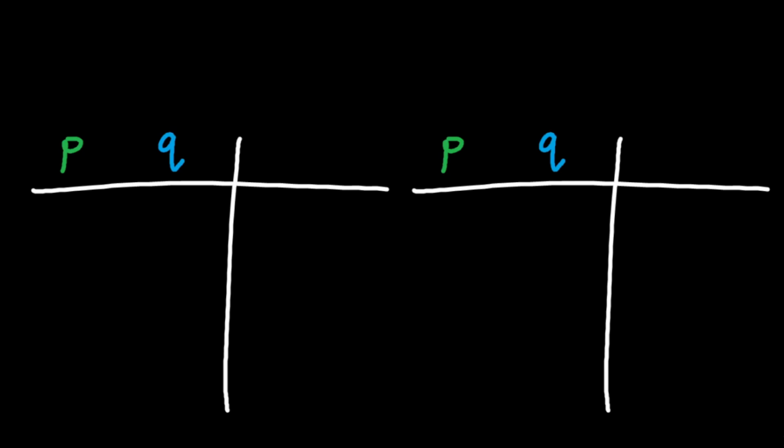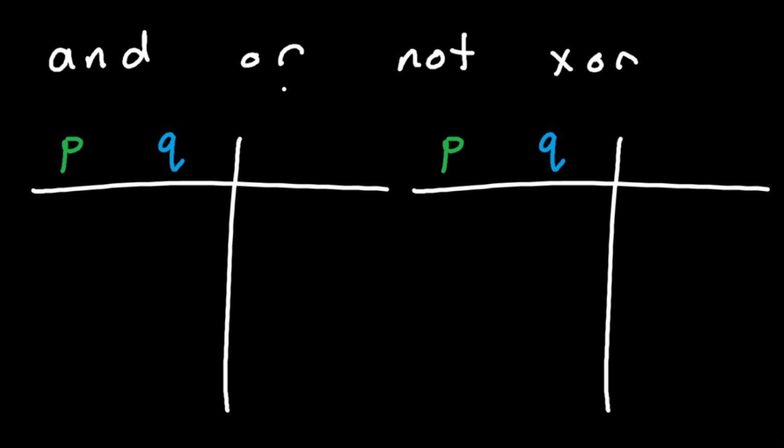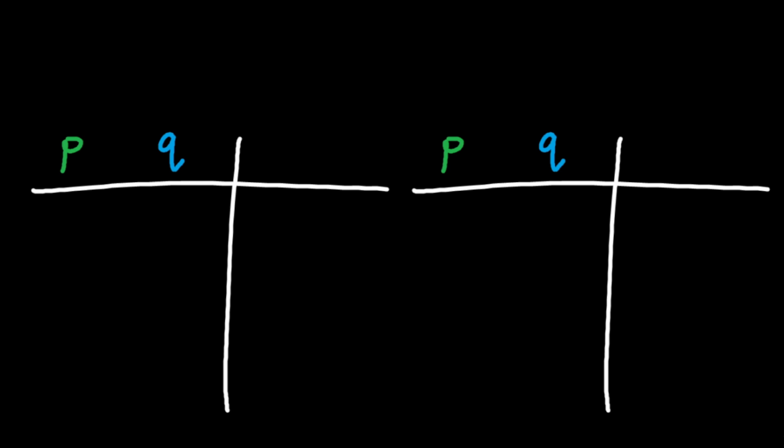In this video, I'm going to be introducing you guys to logical operations. And the logical operations I'm going to be specifically talking about are AND, OR, NOT, and XOR, also known as exclusive OR. So I'll talk about all of these, but first let me show you the symbols for the AND and OR logical operations.